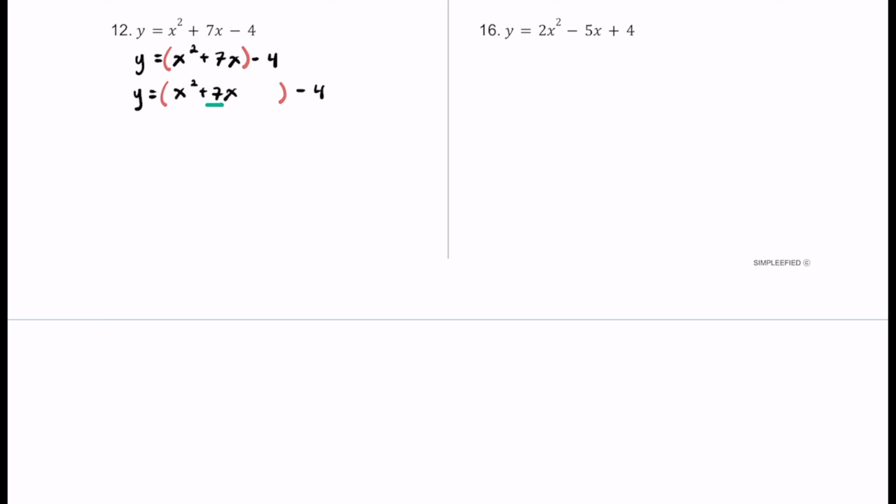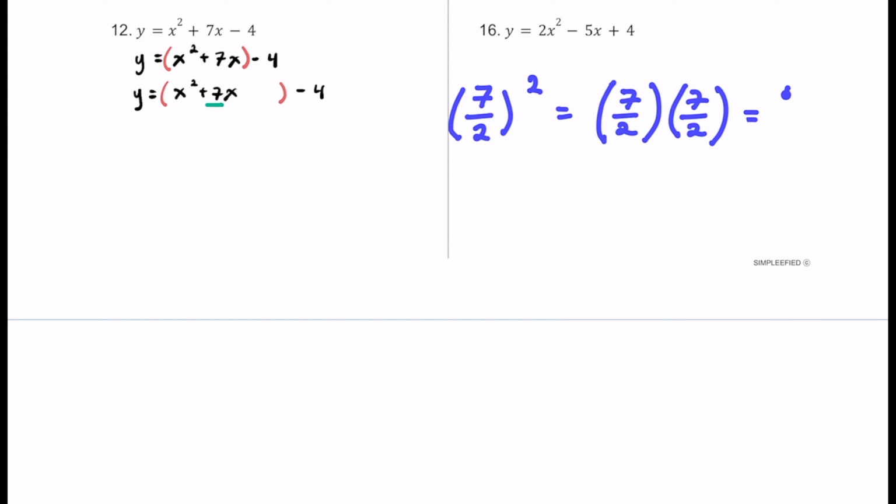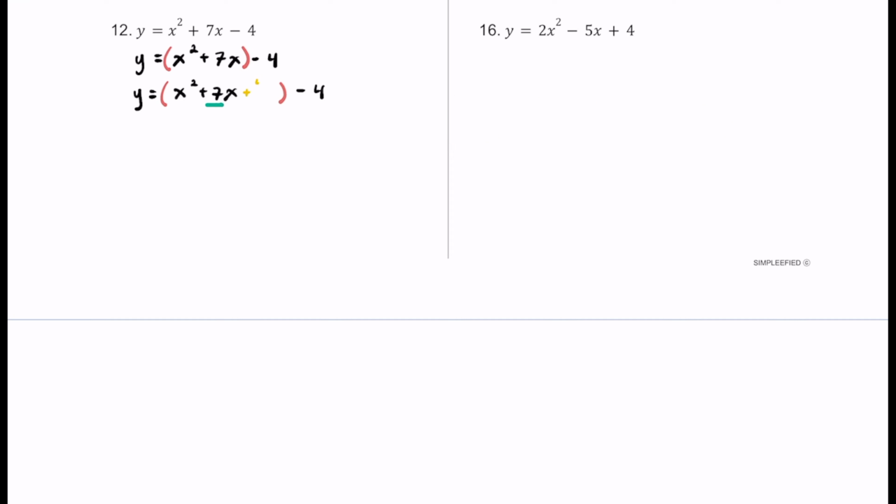So let's take this value of 7. That's our b value. Let's take half of it and then square it. Half of 7 is 7 over 2. Let's take 7 over 2 times 7 over 2. 7 times 7 is going to be 49. 2 times 2 is going to equal 4. So that is our completing the square value. So plus 49 over 4.